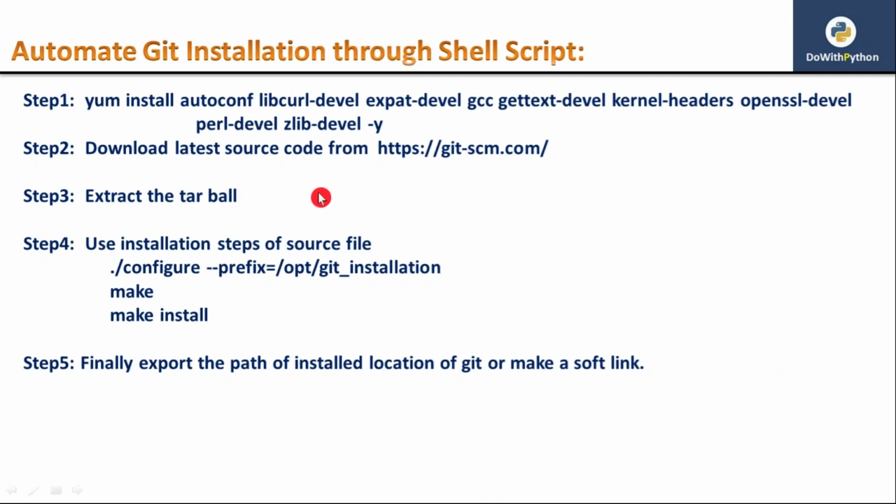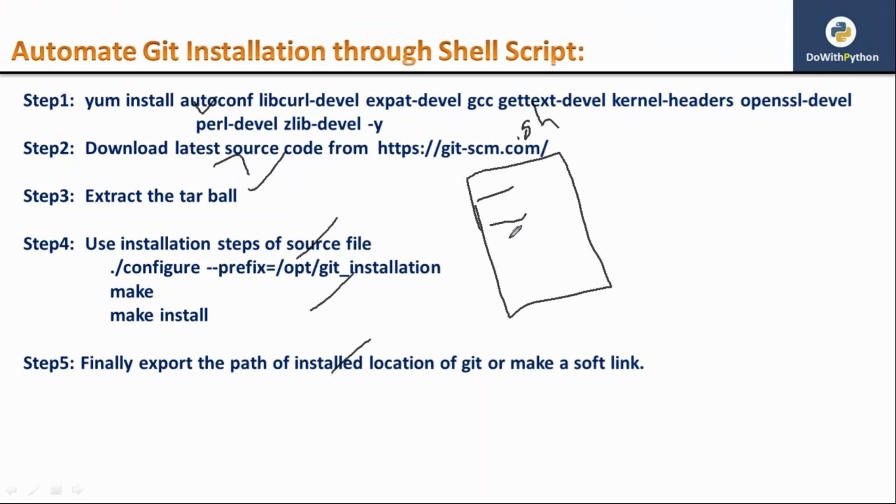If you want to write a shell script for this, a shell script is nothing but a text file, with the extension .sh instead of .txt. Place each and every command for each step one by one, sequentially. If you place all those commands, that becomes a shell script, and you can use it to install Git.